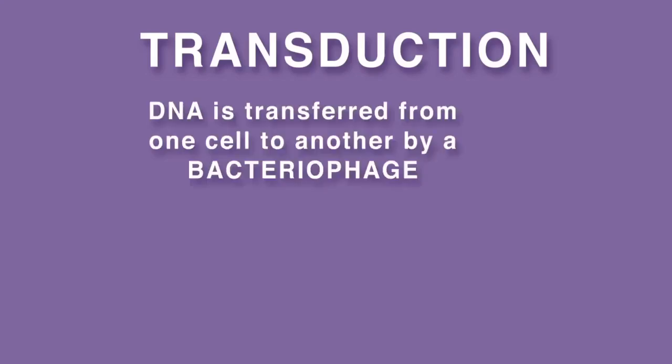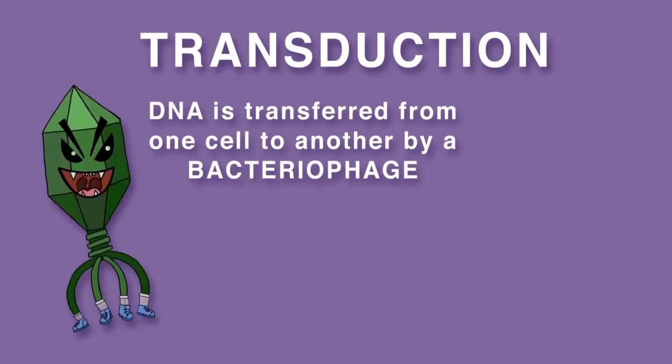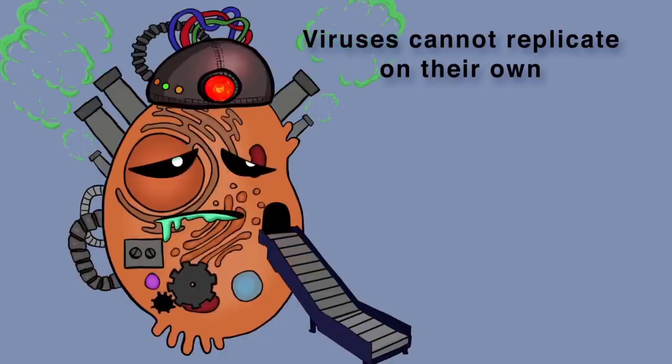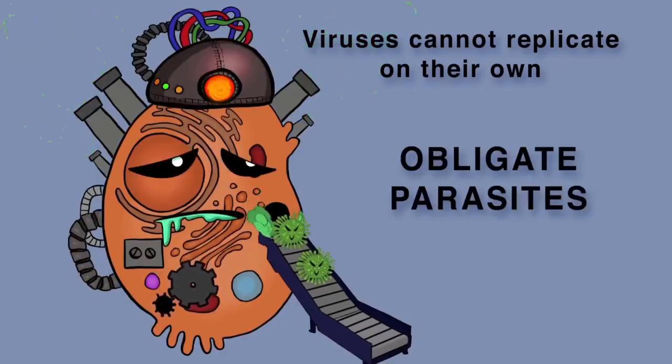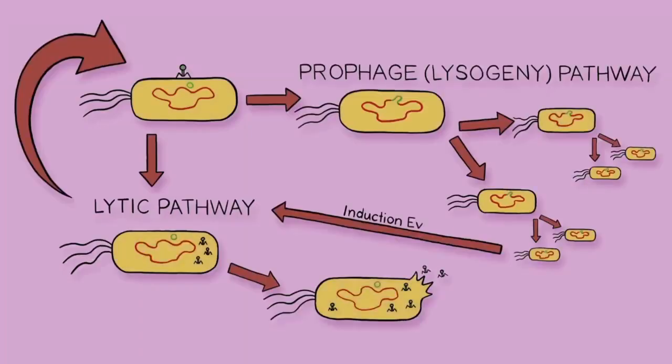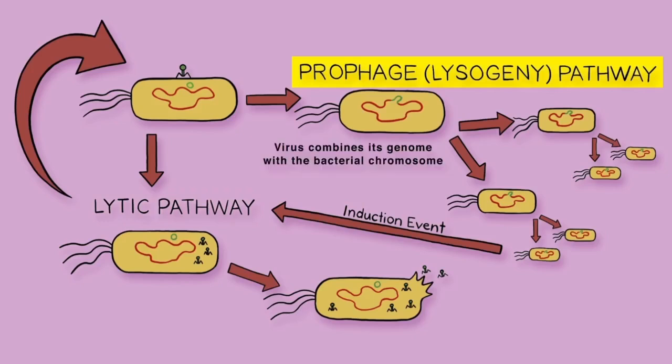Transduction occurs when DNA is transferred from one cell to another by a bacteriophage, a type of virus that infects bacteria. Viruses cannot replicate on their own. They are obligate parasites that rely on a host's machinery. Many bacteriophages can switch between a state of lysogeny and a lytic cycle. When a bacteriophage is in a state of lysogeny, the virus combines its genome into the bacterial chromosome. The viral genome hangs out there for many generations.